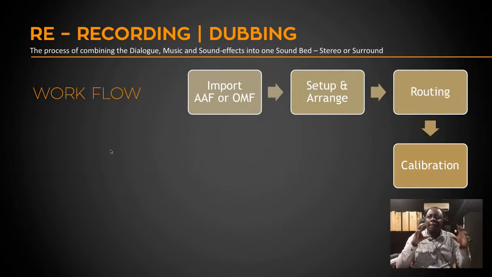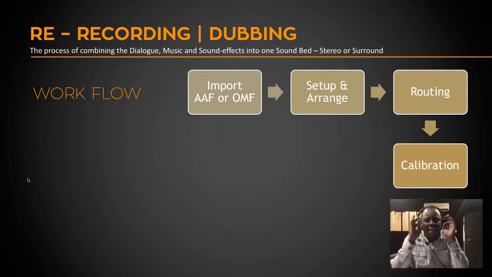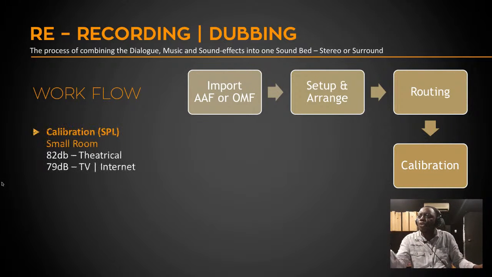So when we calibrate, we are making sure that our speakers are at the same loudness level that people are going to experience in their homes or in the cinema. I can't stress this enough: you need to calibrate your speakers. Make sure that your speakers are calibrated. And how do you do that? We use a sound pressure level meter.